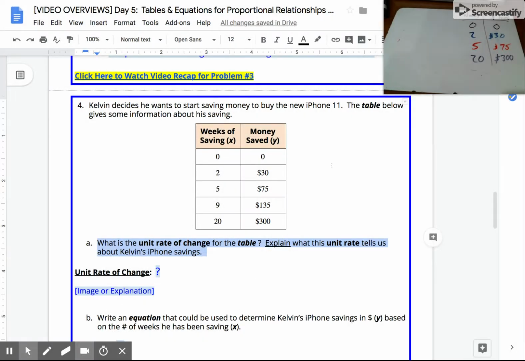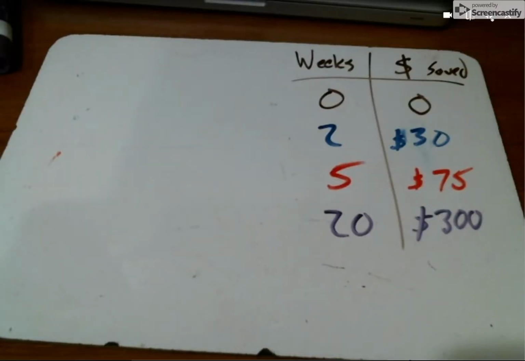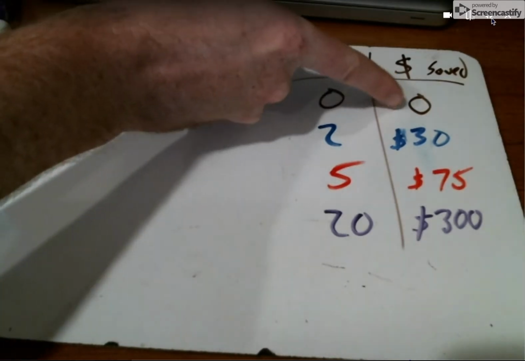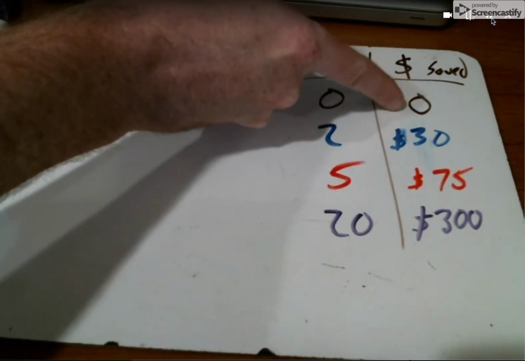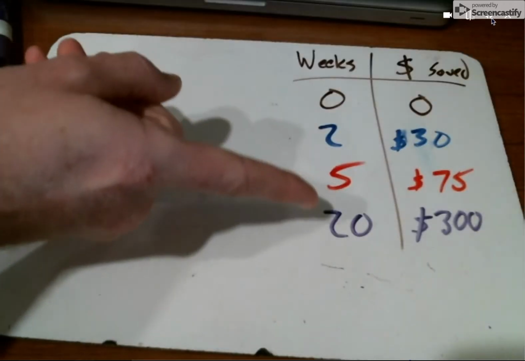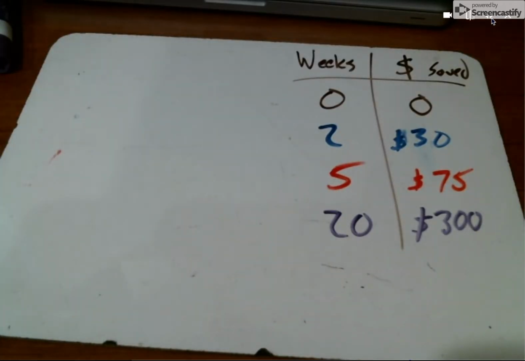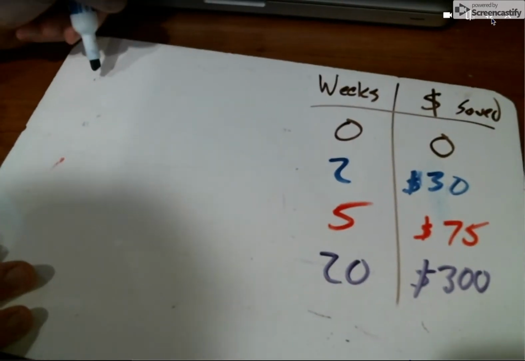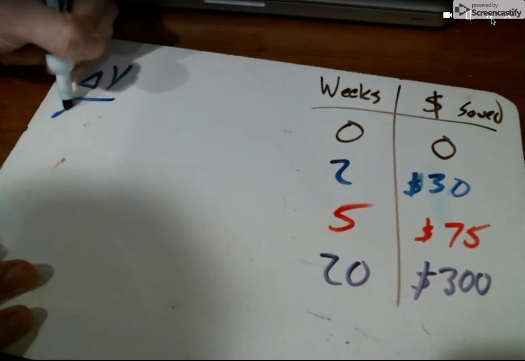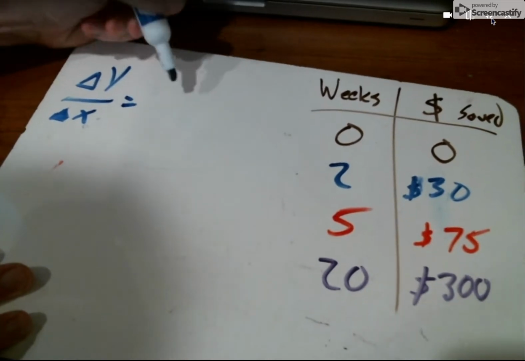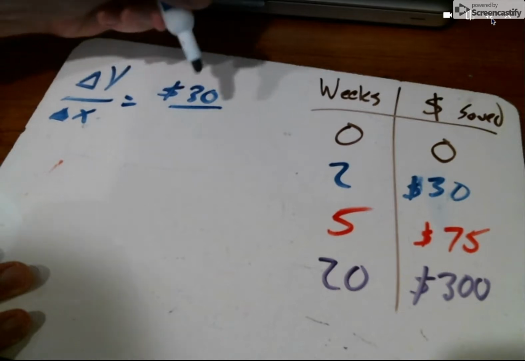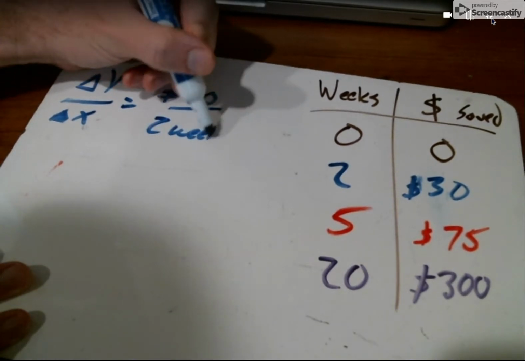We're going to take a look at this whiteboard, which copied most of the table and some of the data here. We see to begin with, of course, when Kelvin begins saving, he hasn't saved any money yet. So he's starting out without any money saved, but then each week he's going to save more and more money. We see that 2 weeks in, he saved $30. So if we set up a Y over X rate of change, we know that he's saving $30, and it takes him 2 weeks to get there.